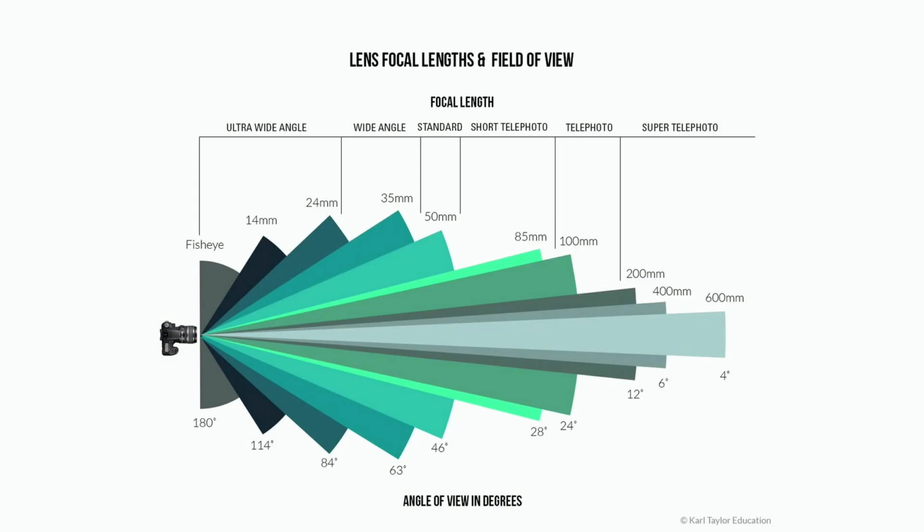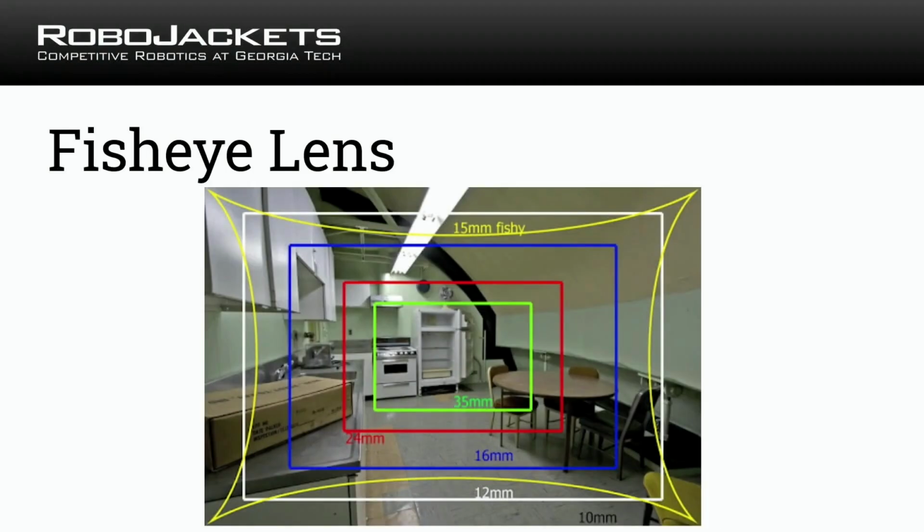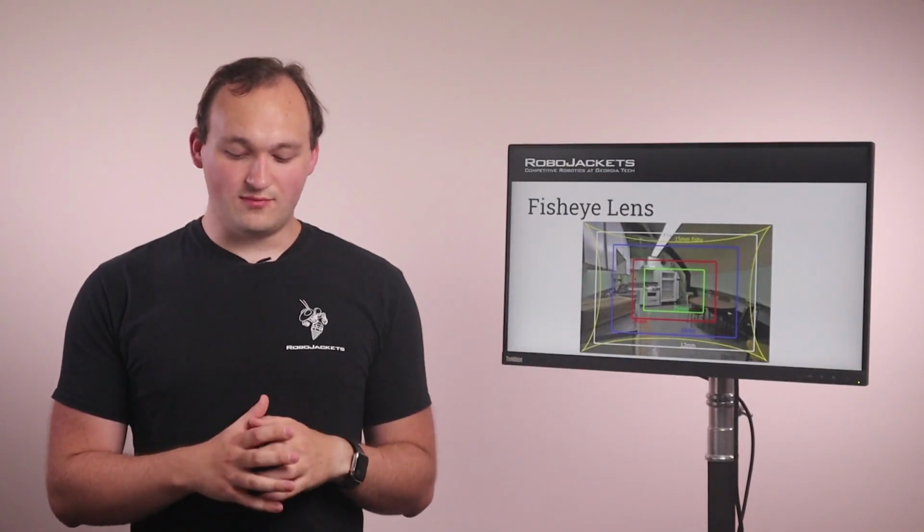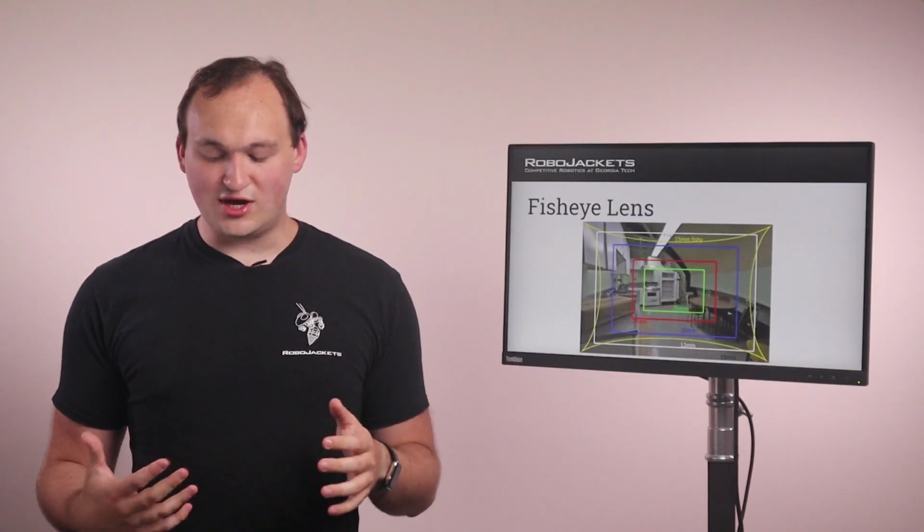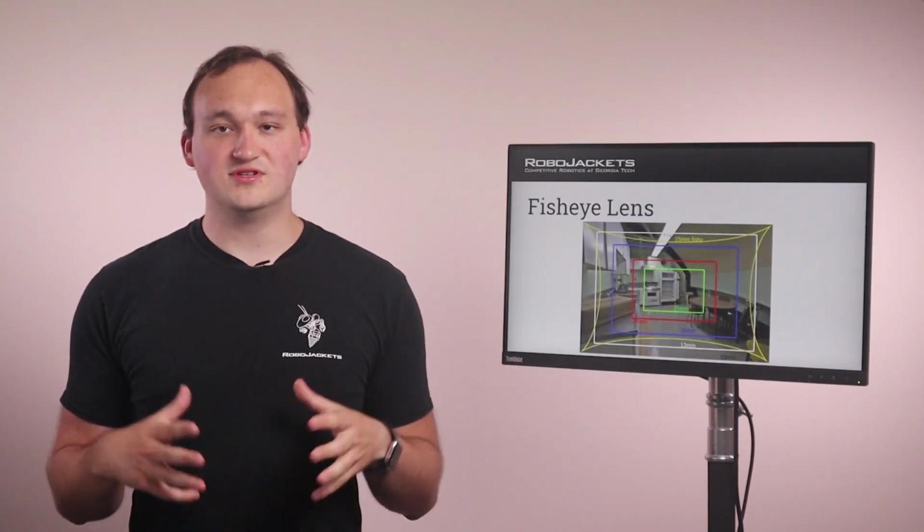We can use this thing called a fisheye lens. What a fisheye lens does is it warps the image so we can actually get a larger representation of what we're seeing. You see this 15mm line, which is actually encompassing more of the image than even a shorter focal length would be, the 10mm, which is taking in the whole image.